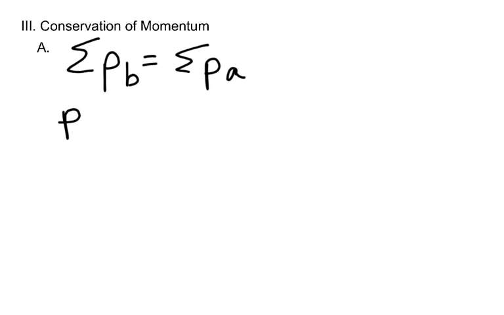Alrighty, so now we're going to talk about conservation of momentum. Conservation of momentum is basically your total momentum before a collision is equal to your total momentum after a collision.